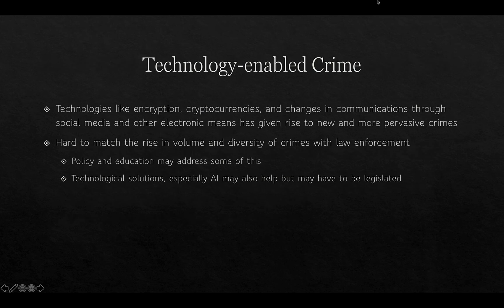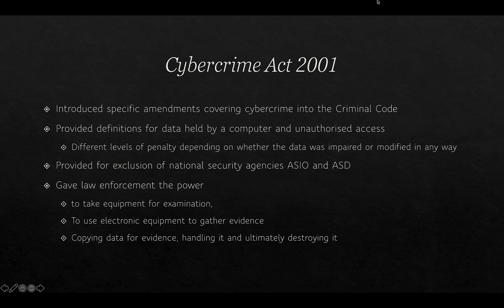So technologies like encryption, cryptocurrencies, and changes in communications through social media and other electronic means have given rise to new and more pervasive crimes. It's hard to match the rise in volume and diversity of the crimes with law enforcement. So we can have policy and education that may address some of this, or we may use technological solutions like AI, but they may also have to be legislated. So what laws cover cybercrime?